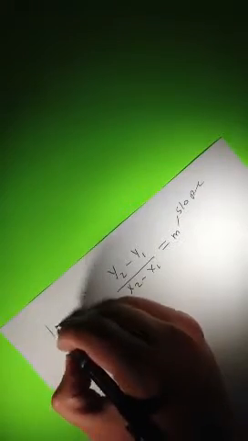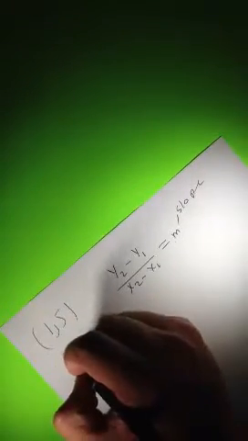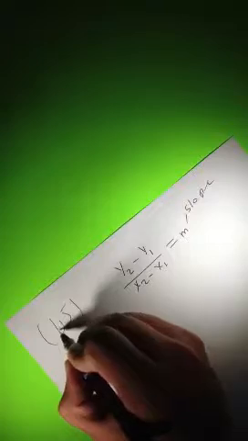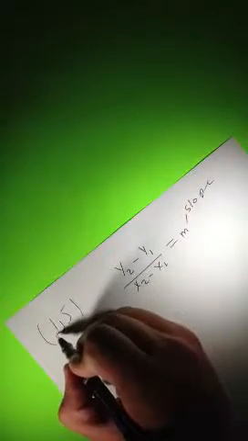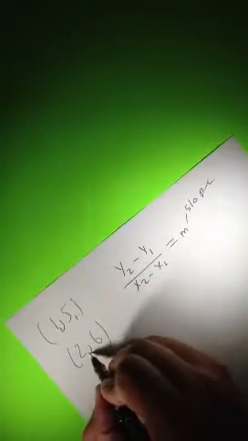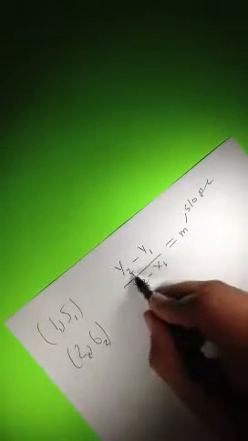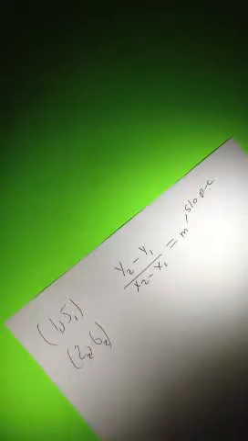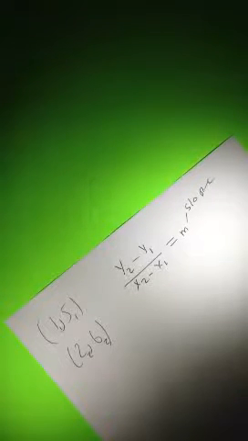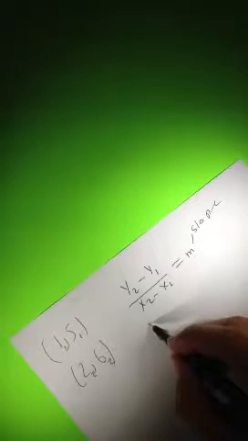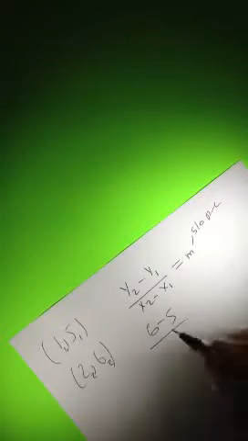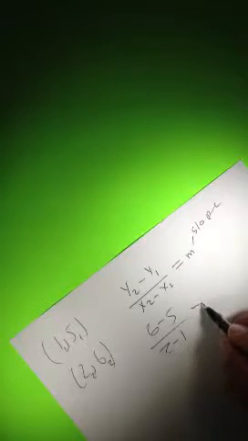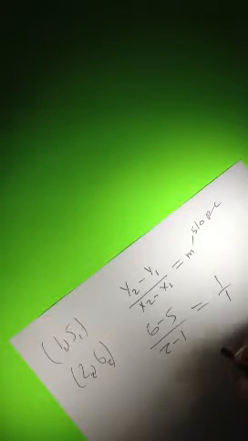So 1, 5, 2, 6. We could then label them to make it easier. So 1 and 1, 2 and 2. These numbers are only used to label the numbers and keep track of them. I will then input the numbers into the equation. So 6 minus 5 over 2 minus 1 equals 1 over 1, which equals m equals 1. In this case, m is the slope.